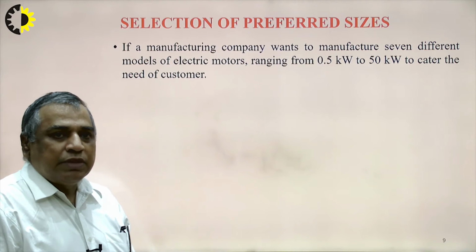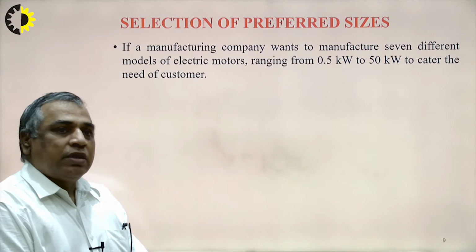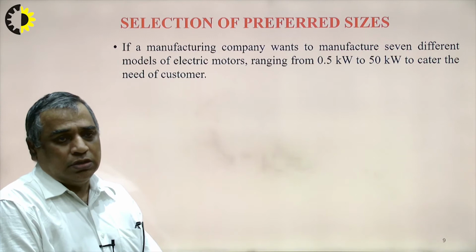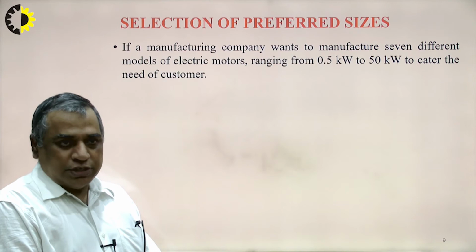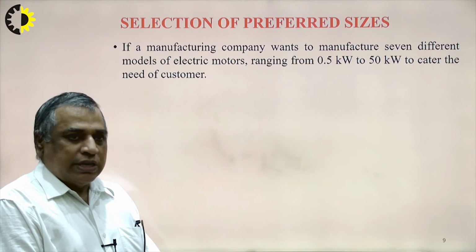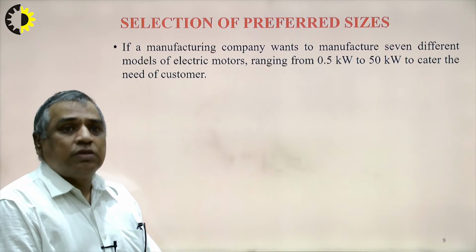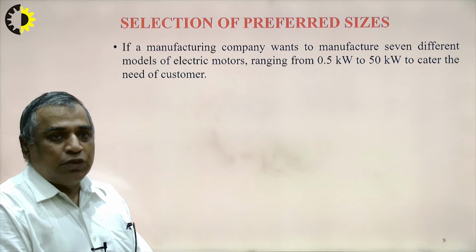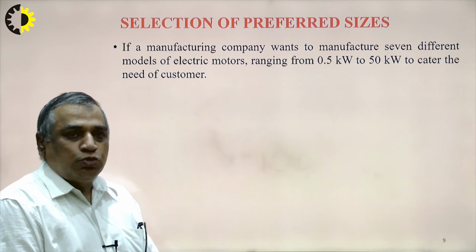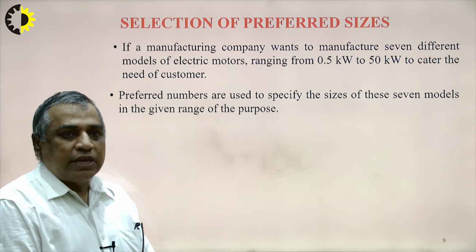of this design. But Charles Renard suggested a procedure in which we arrange the various sizes in the form of a geometric progression. And he suggested the 5 series: R5, R10, R20, R40 and R80. These series have specific series factors, and we select the first size where we start, and we will build up this series by making the geometric progression using the particular series factor. So preferred numbers are used to specify the size of these 7 models in the given range. This is the selection of preferred sizes.